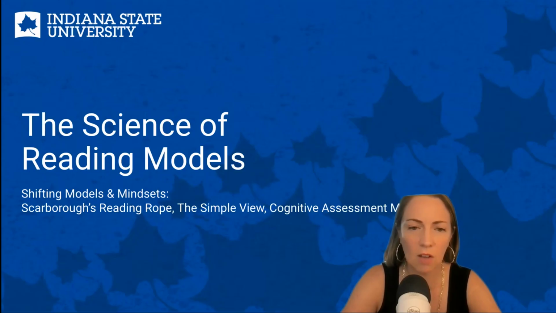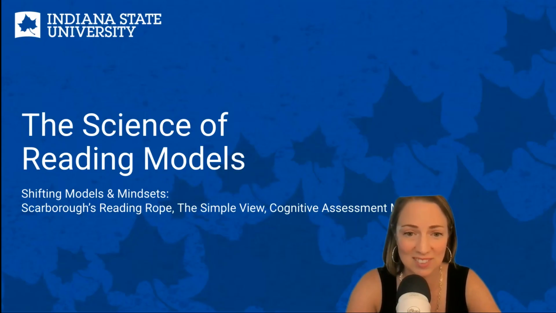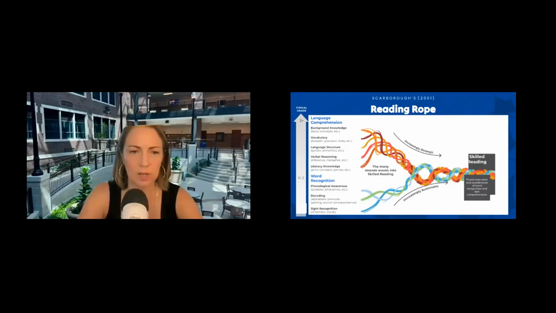So let's shift our conversation now to some scientific reading models. Ooh, sounds fun. This is Scarborough's reading rope, and this has been around since 2001. So if you've heard the term the science of reading, and there's legislation now in almost every state, this is really one of the cornerstone reading models that is part of that legislation and a huge cornerstone in the body of research about the science of reading.